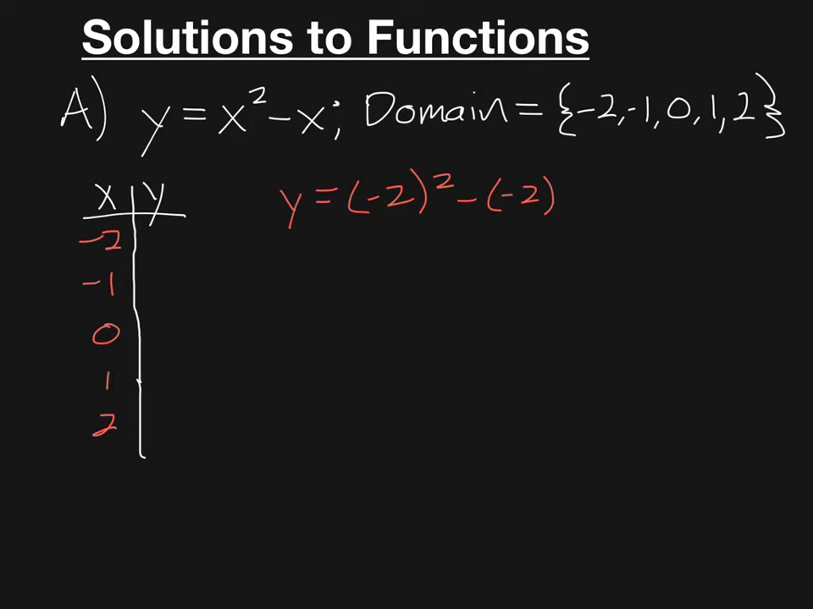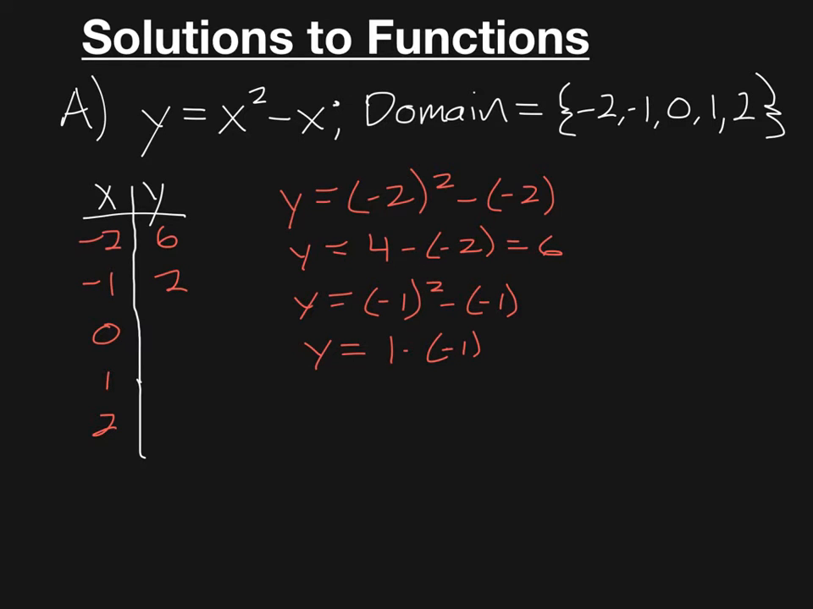Now, when we calculate that, we get y equals -2 to the second power is 4, and we get 4 minus -2, which gives us 6. So y equals 6 to start. And we could do the same thing with -1. Y equals -1 squared minus -1. That gives us -1 times -1 is 1, minus -1 is 2. So that gives us 2 there.